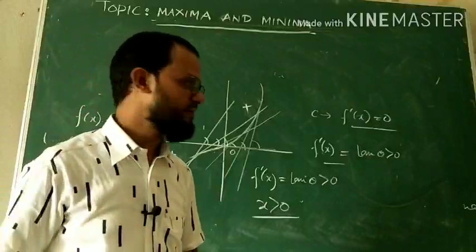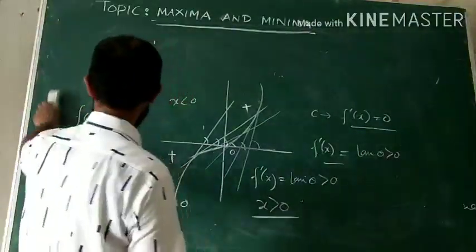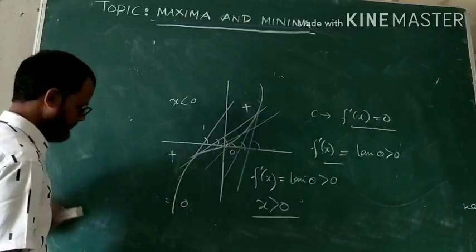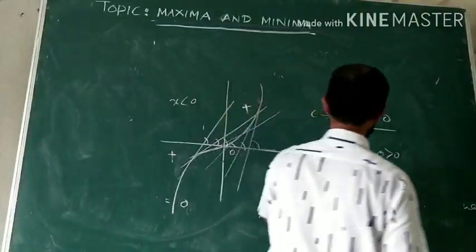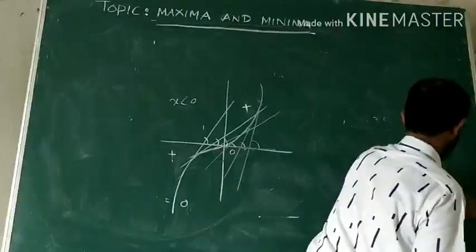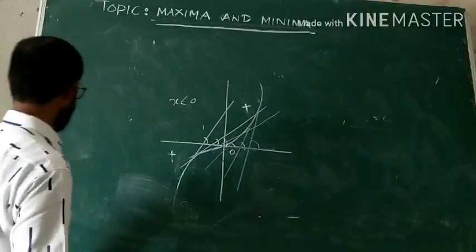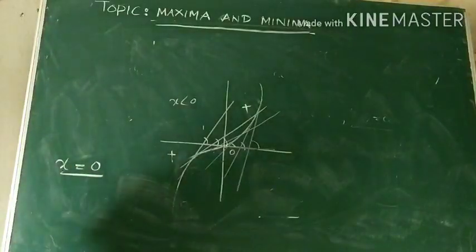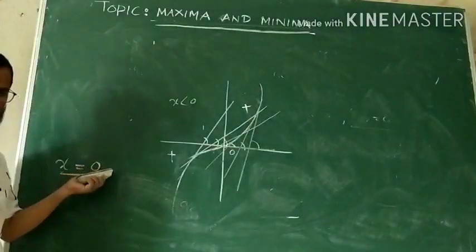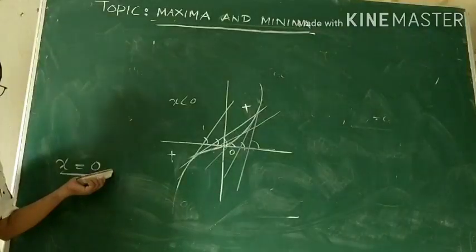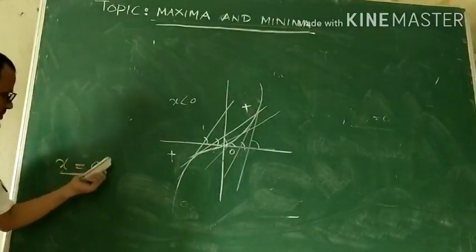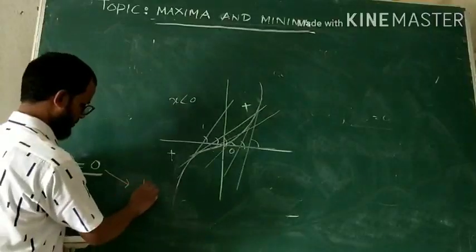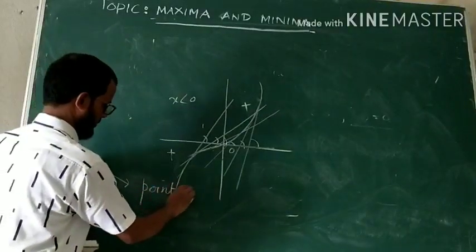This type of point has a special name. The point x equal to 0 is neither maxima nor minima in this particular case. Still f dash x equals 0, and this particular point is called a point of inflection.